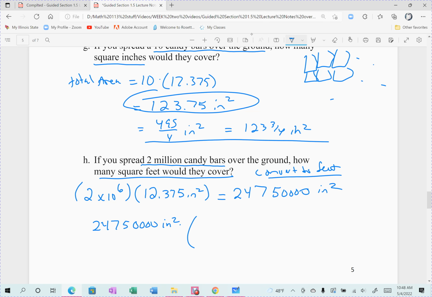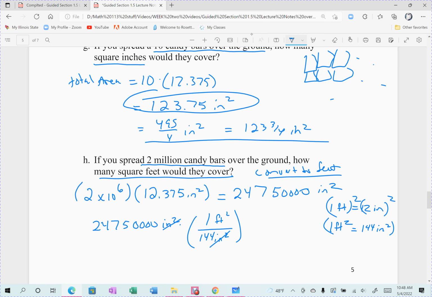Well, remember the square conversion. 1 foot is 12 inches, but I want those squared, so I need to square it. So 1 foot squared is equal to 12 squared, which is 144 inches squared. You have to remember we have to use the square conversion. So 144 inches squared is equal to 1 foot squared. Inches squared cancel out, so I'm going to take that really big number and divide it by 144. You could also divide it by 12 twice.